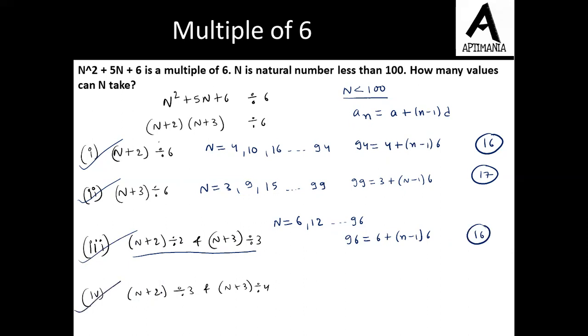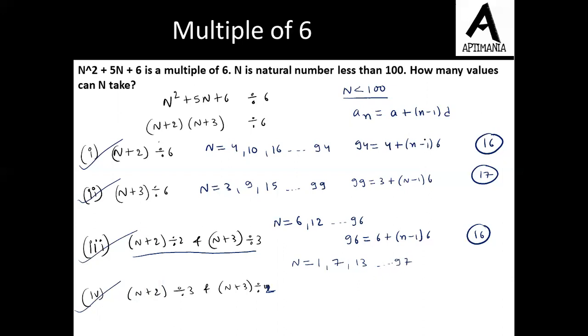In the last case, n plus 2 is divisible by 3 and n plus 3 is divisible by, not 4, here it should be 2, right? Okay, so the first value of n that will satisfy is n equal to 1. You substitute and see, 3, yes, it is divisible by 3, and here it will be 4, which is divisible by 2, right? So after every difference of 6, the pattern will repeat again, right? So here when we put 7, 7 plus 2 is 9, which is divisible by 3, and 7 plus 3 is 10, which is divisible by 2. So again, this is an AP, and the last term of this AP would be 97.